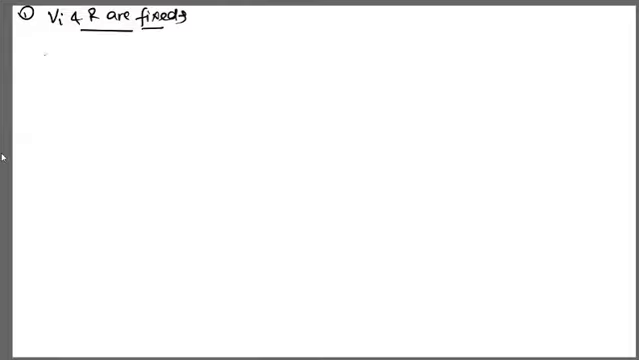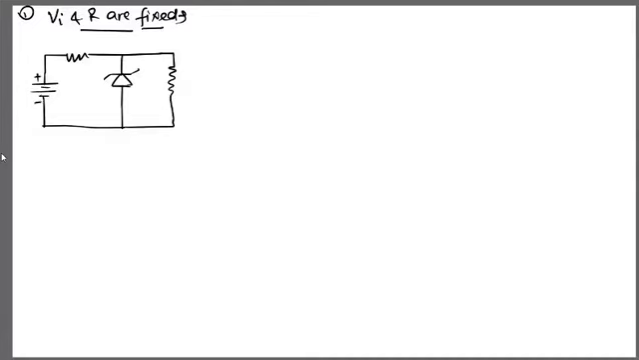First case, okay. So here in the first case, this is Vi and this is R. If these are fixed, specifically if we talk about both in this resistance.